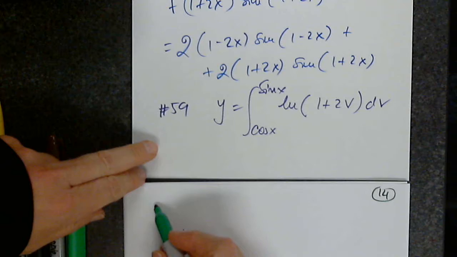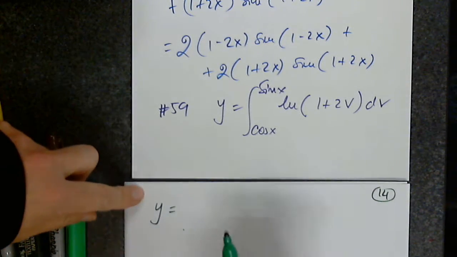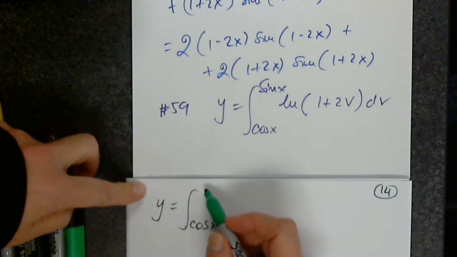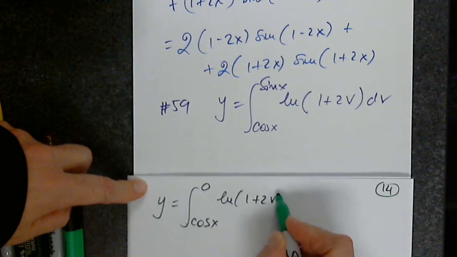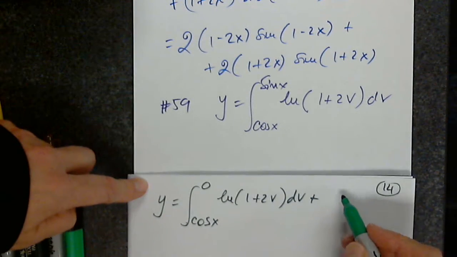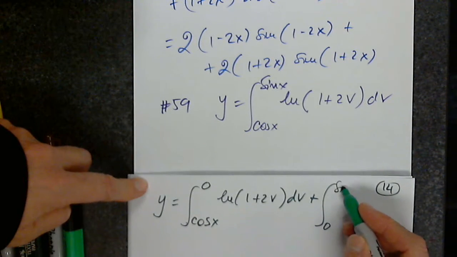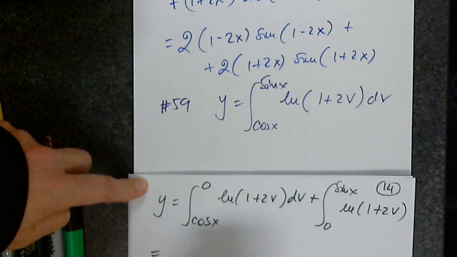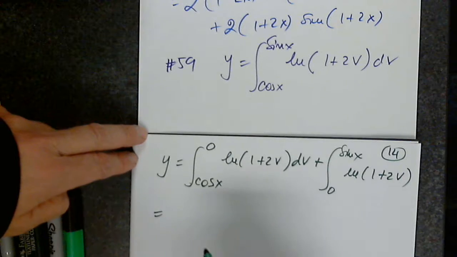Okay, what is the first step that you will have to perform? Splitting it, like the last one. Cosine x to whatever you want. What do you want? 0. Fine. Integral of natural log 1 plus 2v dv plus the integral from 0 to sine x of natural log 1 plus 2v. Again, this is not good enough. It's a step forward, but not good enough.